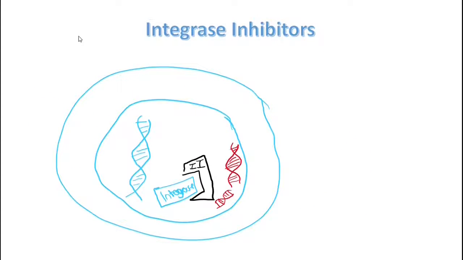Now, the second class is integrase inhibitors. Now, the enzyme integrase connects viral DNA to host DNA. So by binding to integrase, inhibitors prevent it from connecting the two types of DNA. So they prevent the viral DNA from being integrated into the host cell, and therefore prevent the host cell from replicating viral DNA. Now, as of 2020, integrase inhibitors are part of first-line treatment, and we'll talk more about that when we get to the actual drugs we use.